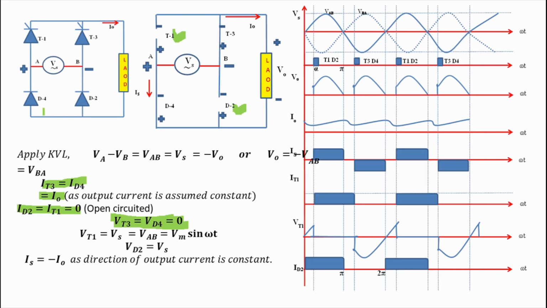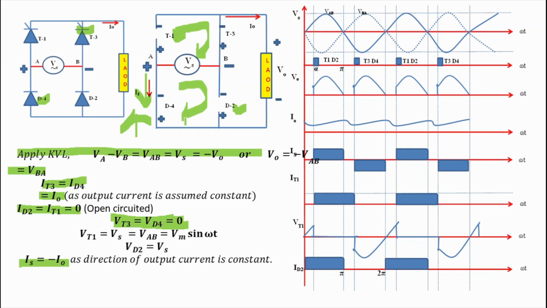Now apply KVL in current loop. Okay, so on applying KVL in current I0 loop, we get V0 is equals to minus Vs and that is equals to VBA. Here we can clearly see that Is is equals to minus I0. On applying KVL in the loop having T1, T3 and Vs, we get VT1 is equals to Vs, and similarly on applying KVL in lower loop, we get VD2 is equals to Vs. In this way, cycle repeats.